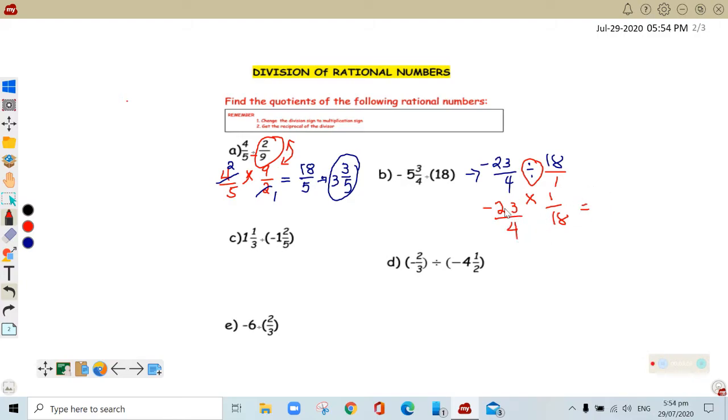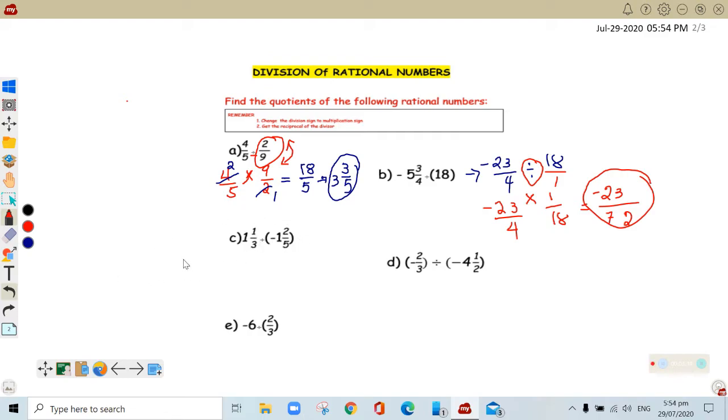So after that, we multiply. So this will be 23 times 1, so that will be negative 23 over 18 times 4, that will be 72. So the answer here is negative 23 over 72. Okay, next, here again, these are mixed numbers, so we need to change them to improper. So firstly, we need to change everything first to improper.